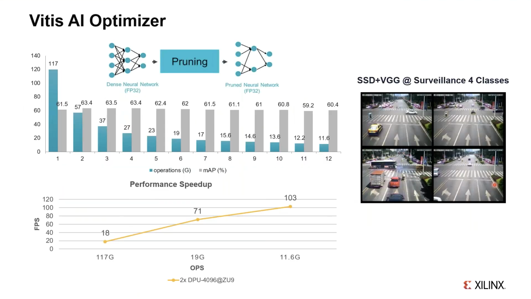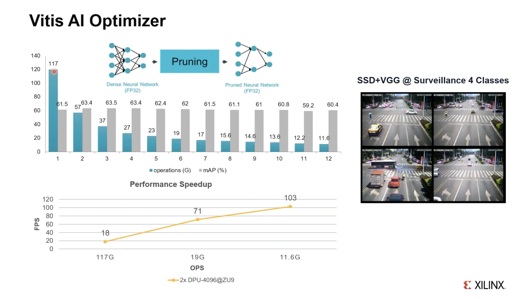So as I was talking about the optimizer, here's a little more detail on the effects it can have on both model size and model performance. You can see that the blue bars here are the number of operations required by the network. In this particular case, we're looking at a single shot detector object detection network with a VGG backbone. In its initial state, it requires 117 gigaops to process one frame of data.